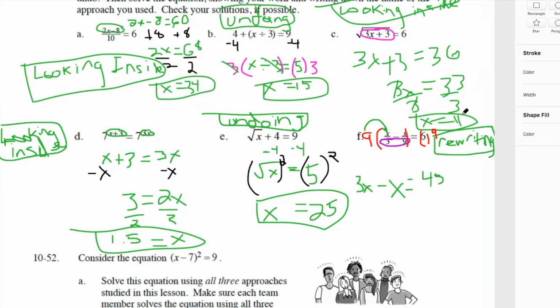Okay, so this is solving by rewriting just because we had to do a step first to clear up a problem. And then we can simplify and solve. So then we get 2x equal to 45, and then divide both sides by 2. I'm going to get a fraction as my answer. So 22.5 would be the answer, or x equals 22.5 if I want to write my answer this way.